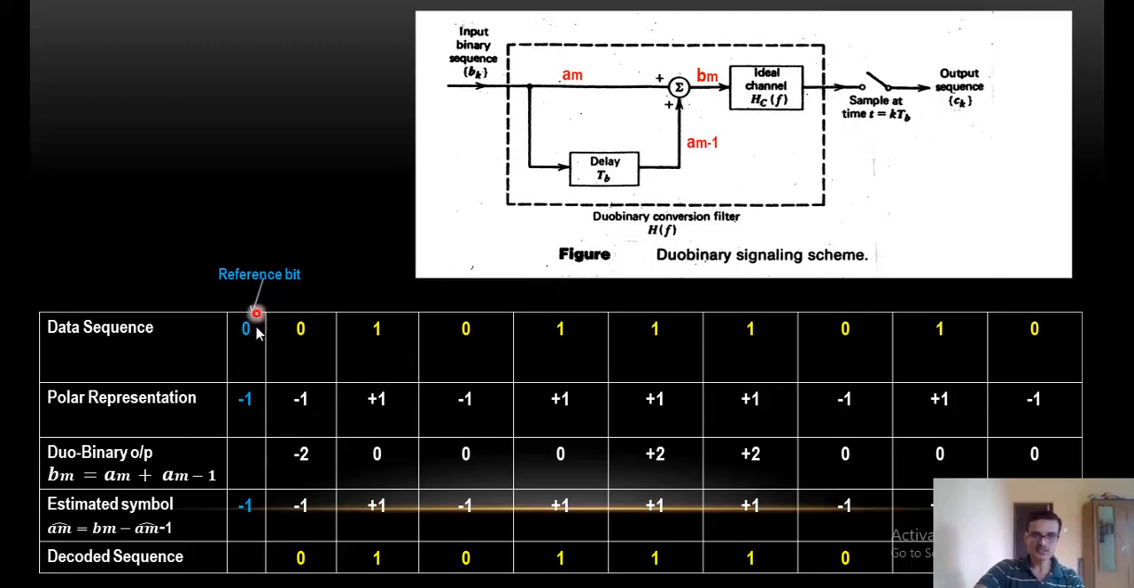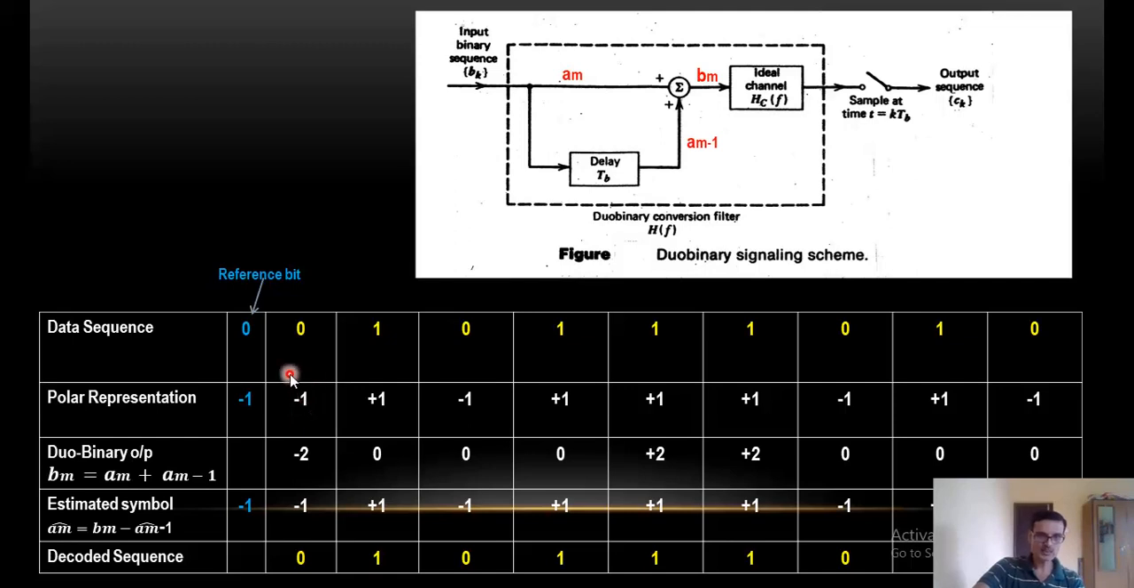Now suppose you want to add A_m with the previous bit. I have to consider one reference bit. If I begin with this as the initial bit here, I should be able to add this with the previous bit, right? So I will assume this as the reference bit here, 0. You can assume it as 1 also, no problem, either 0 or 1. As I told earlier, A_m is the polar representation of the binary data sequence, so 0 is represented as -1 and 1 is represented as +1 over here. Then A_m is added with A_(m-1). So this is the present bit if I consider the first symbol interval.